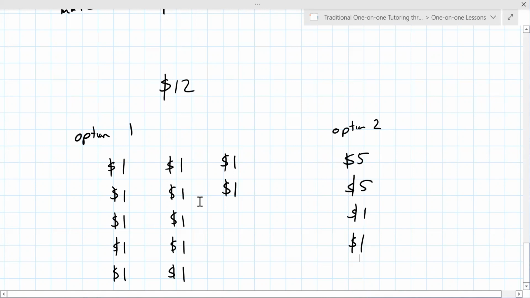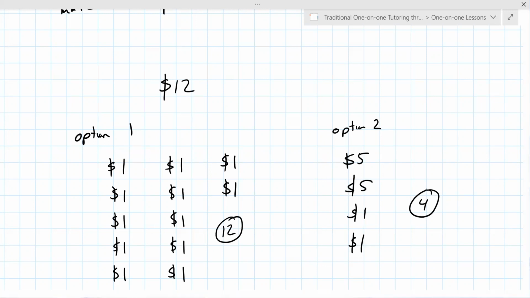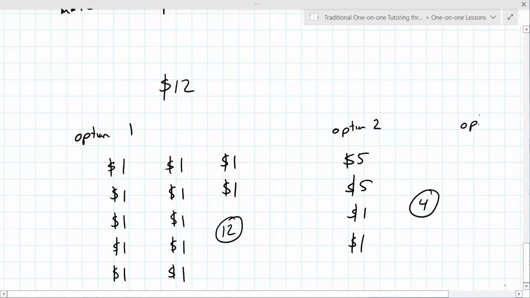The first one. So fewer means less. So there's 12 over here, 12 bills, and over here there's 4. Which is smaller? Yeah, option 2. But is there a better option? Is there a better option?